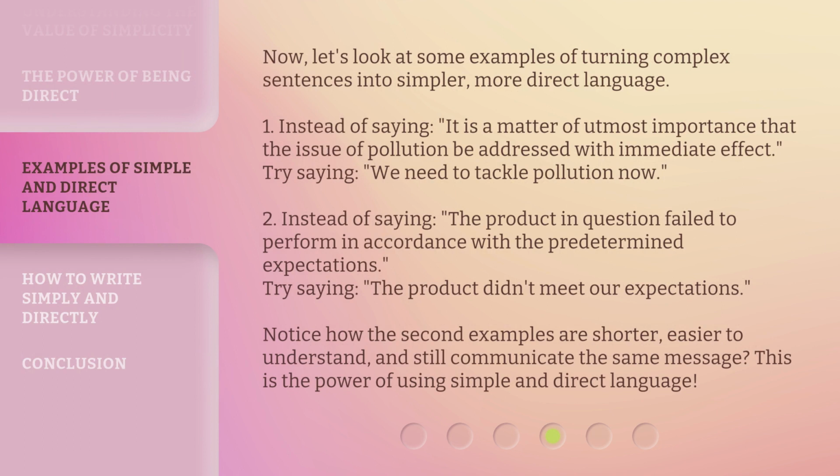Now, let's look at some examples of turning complex sentences into simpler, more direct language. 1. Instead of saying, "It is a matter of utmost importance that the issue of pollution be addressed with immediate effect," try saying, "We need to tackle pollution now." 2. Instead of saying, "The product in question failed to perform in accordance with the predetermined expectations," try saying, "The product didn't meet our expectations." Notice how the second examples are shorter, easier to understand, and still communicate the same message. This is the power of using simple and direct language.